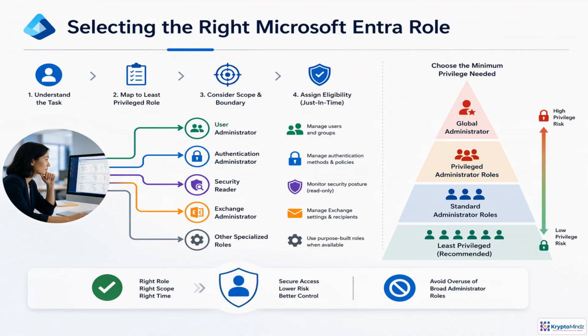Role selection should begin with the work the person actually needs to perform. If the task is resetting passwords, managing authentication methods, monitoring security, or administering Exchange, map that work to the matching specialized role first. Do not make Global Administrator the default answer. It has tenant-wide power and should be reserved for rare, broad configuration needs. Also consider scope. Can access be limited to a group, administrative unit, or specific workload? The target is right role, right boundary, just-in-time eligibility, and less standing risk.